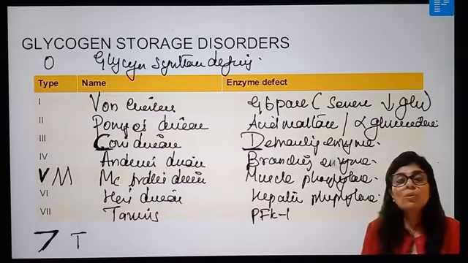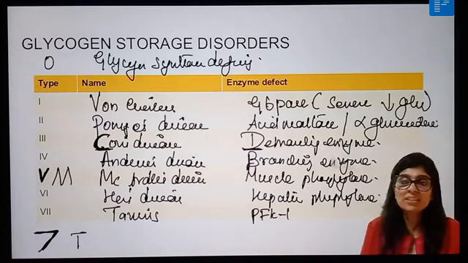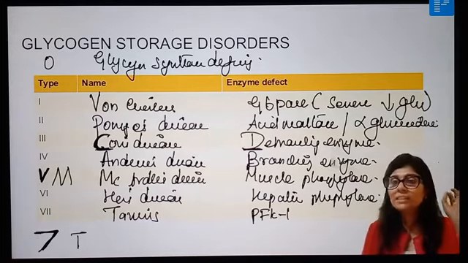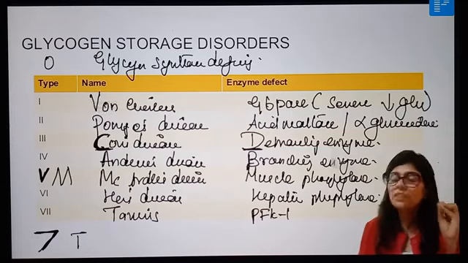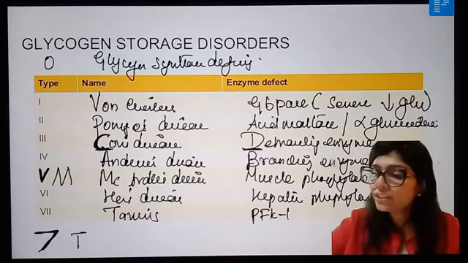So are you clear about the 8 glycogen storage disorders? Can you repeat this? What is type 0? Type 0 is glycogen synthase deficiency.